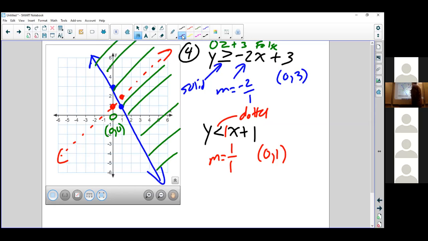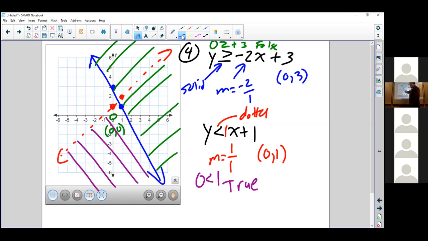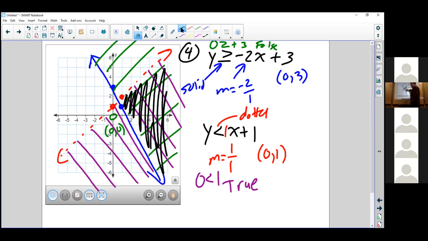Okay. And then I'm going to try 0, 0 down here. So 0 is less than 0 plus 1. So 0 is less than 1. That is true. So being that 0 is less than 1, I'm going to shade this side of my red. The region that is our region is where it's crisscrossed. So that's my shaded region.